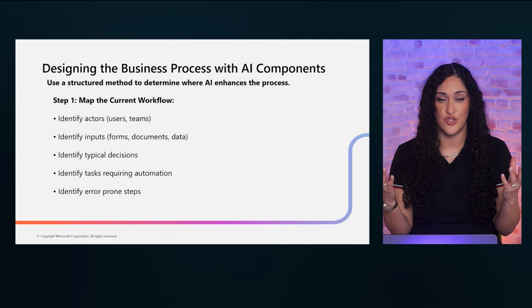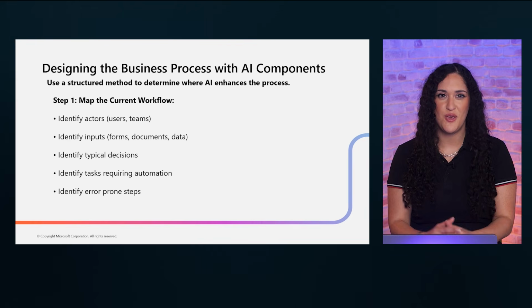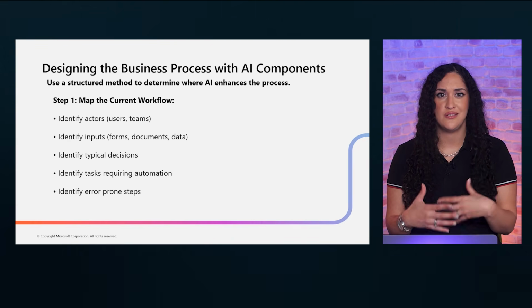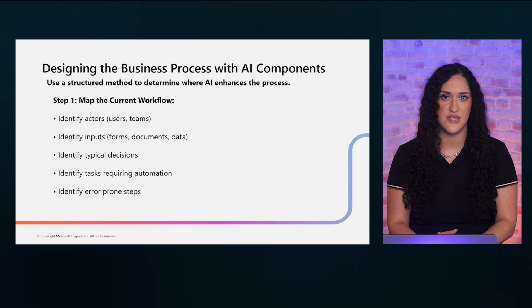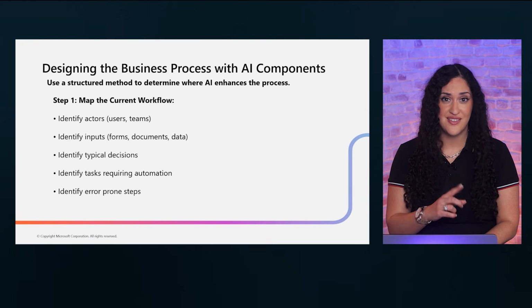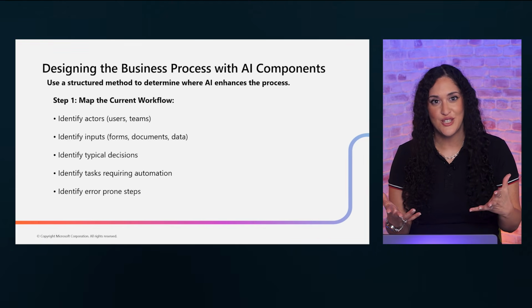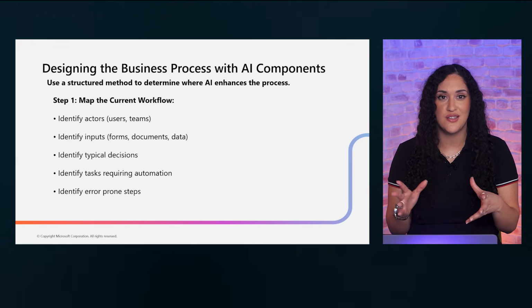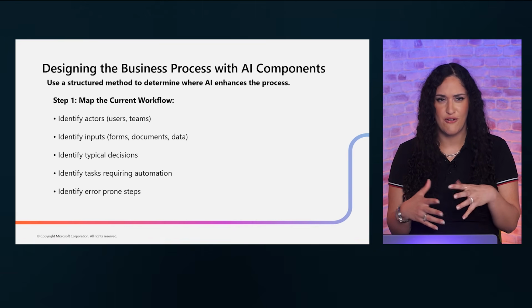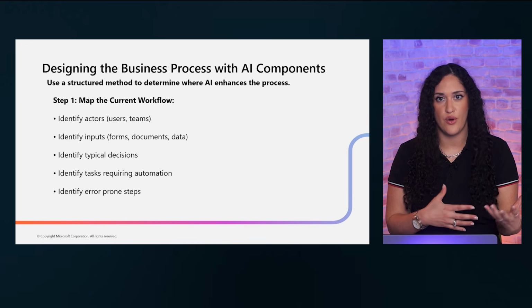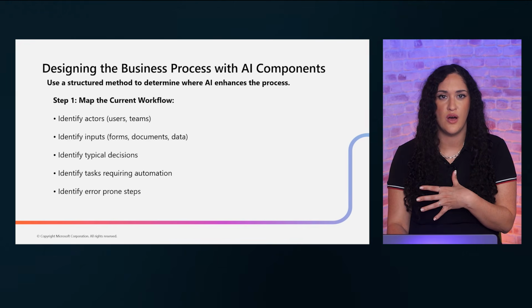Step 1 of the structured design method is mapping your current workflow. Identify actors, inputs, decisions, automation candidates, and error-prone steps. The best practice here is never skip this step. You cannot effectively design AI enhancements without understanding the human process first. This mapping creates the foundation for everything that follows and prevents you from automating the wrong things or missing high-value opportunities.